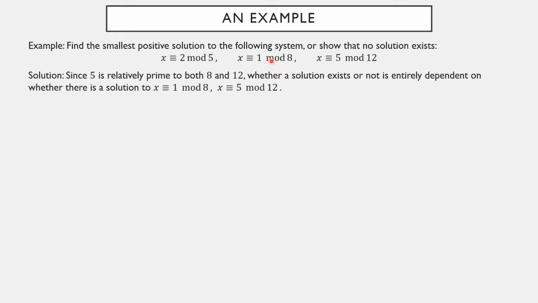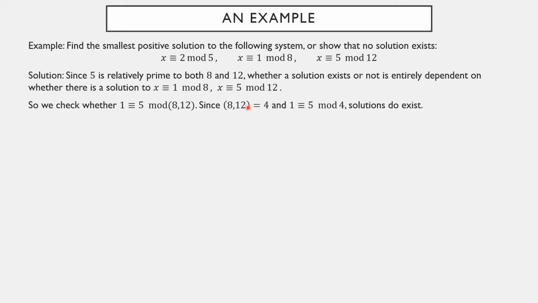If a solution here exists, there is one solution modulo the LCM of 8 and 12. And the LCM of 8 and 12 will definitely be relatively prime to 5, so I'll then have two equivalences with relatively prime bases, and then I know solutions exist. So whether or not solutions exist entirely boils down to whether there is a solution to the two equivalences whose bases are not relatively prime.